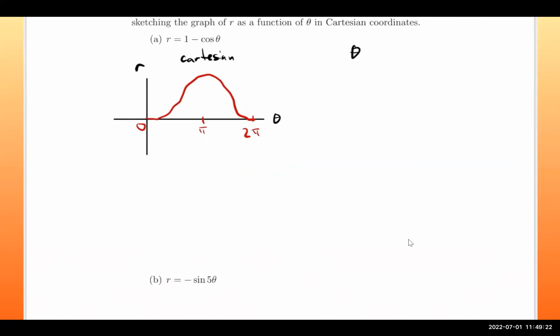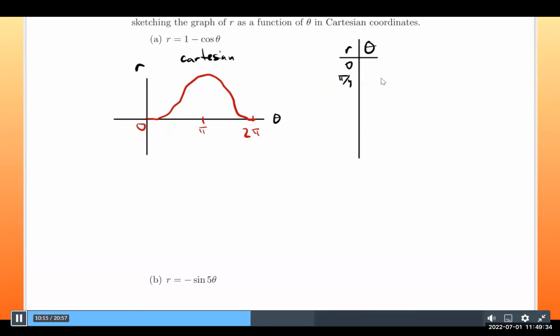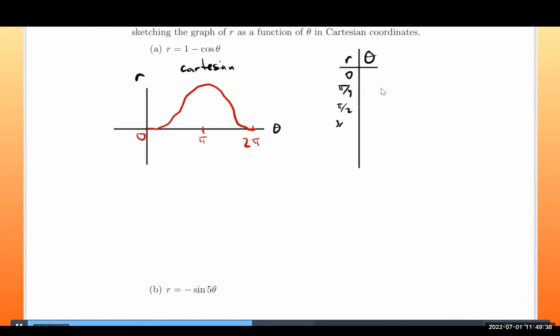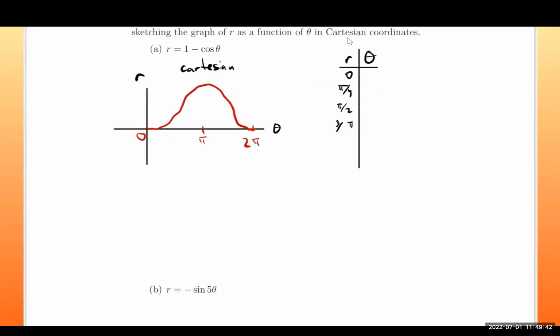This is going to require a little bit more work. So what I would recommend is that you do an r theta table. And I'm going to choose some convenient values: 0, pi over 4, pi over 2, 3 pi over 4, actually 3 pi over 2, sorry. I'm going to go pi.